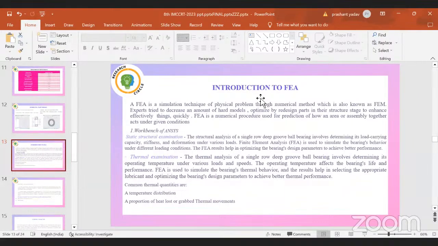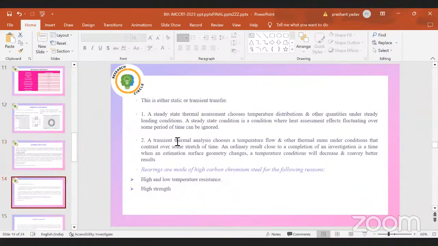Sir, common thermal quantities are temperature distribution, amount of heat loss, and thermal gradients. There are either steady state or transient thermal analyses. First, a steady state thermal analysis determines temperature distribution and other quantities under static loads and conditions. Bearings are made of high carbon chromium steels because of high and low temperature resistance and high strength.